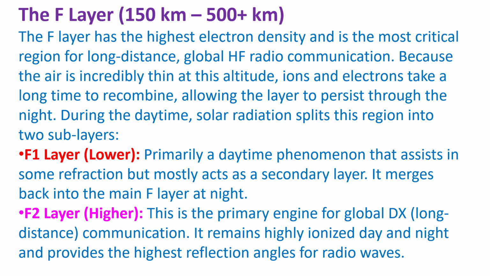During the daytime, solar radiation splits this region into two sub-layers. F1, the lower one, is primarily a daytime phenomenon that assists in some refraction but mostly acts as a secondary layer. It merges back into the main F layer at night. F2, the higher layer, is the primary engine for global DX, that is, long distance communication. It remains highly ionized day and night and provides the highest reflection angles for radio waves.